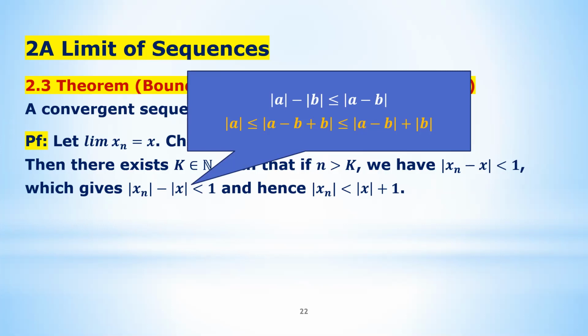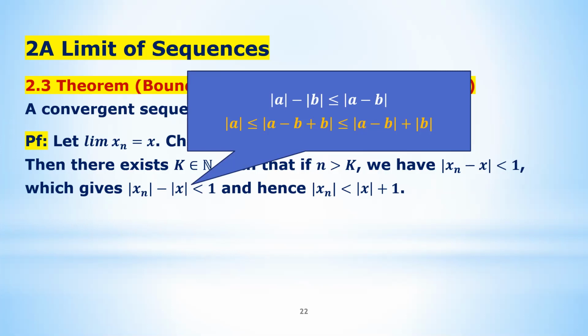You can see our first inequality shows that the absolute value of xn minus x is less than 1. So this inequality will immediately give you the absolute value of xn minus the absolute value of x is less than 1, right? Now, once I have this second inequality, I can add the absolute value of x on both sides to get the absolute value of xn is less than the absolute value of x plus 1. Now, this is very significant. Look at the third inequality here. The third inequality tells us a lot of things.